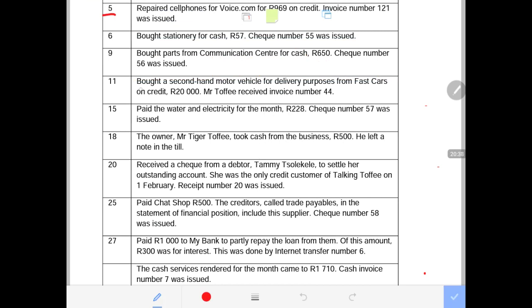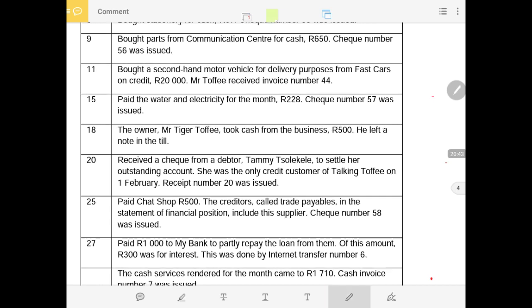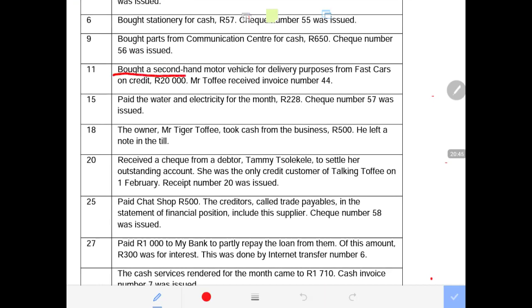On the 11th day, it says we bought a second-hand motor vehicle for delivery purposes from Fast Cars on credit. 20,000 rands is the value. Mr. Toffee received invoice number 44, meaning it was bought on credit, therefore our liabilities will increase. It means it will be plus to our creditors or trade payables. Our creditors will increase because we did not pay them for this purchase.